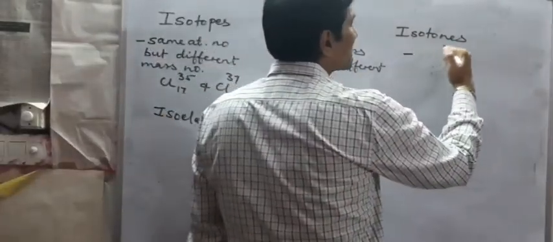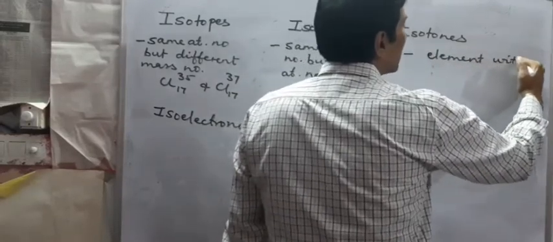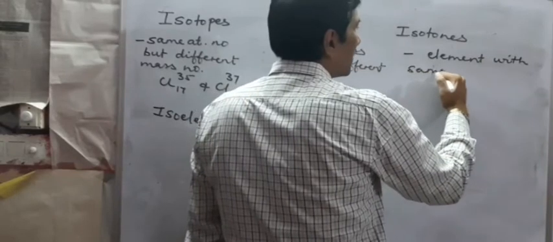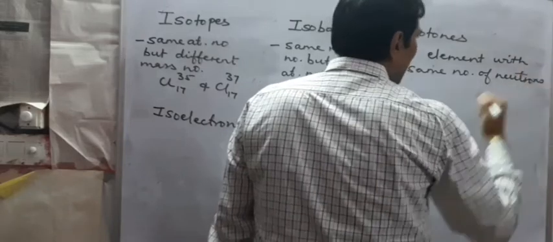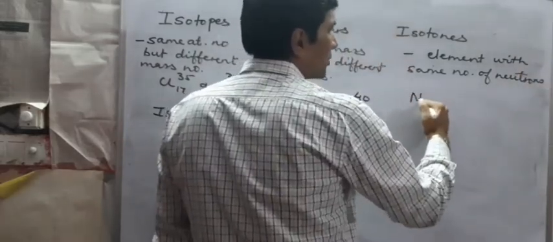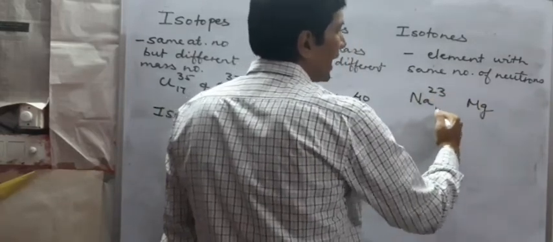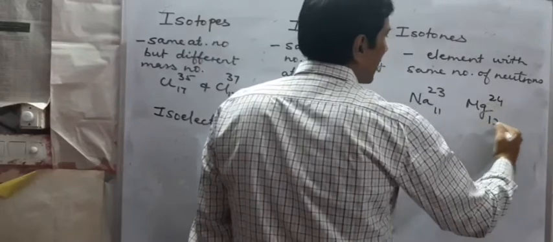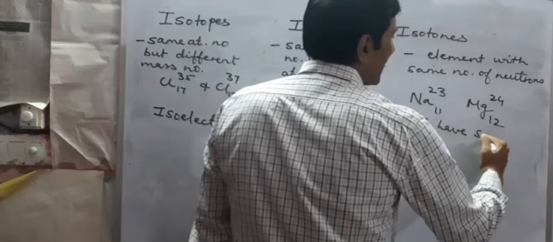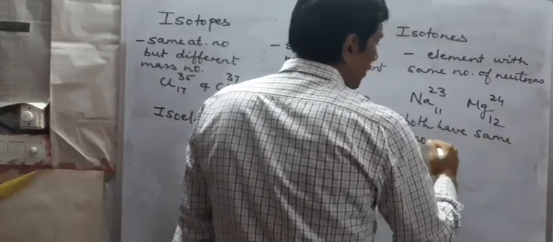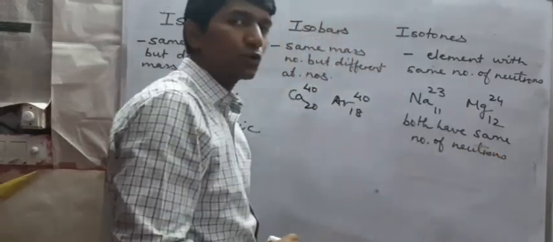Now isotones are elements with same number of neutrons. Okay, and the best example here is sodium and magnesium. So sodium is 23 and 11, magnesium is 24 and 12. So both have same number of neutrons. Okay, so these are isotones.